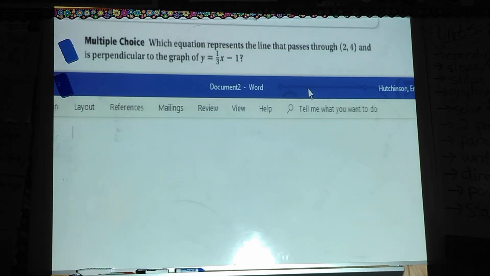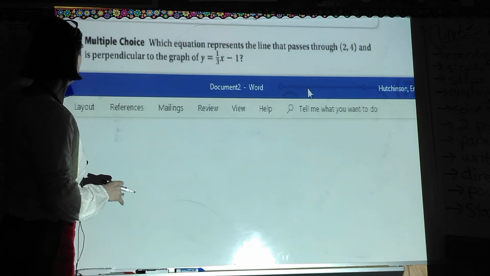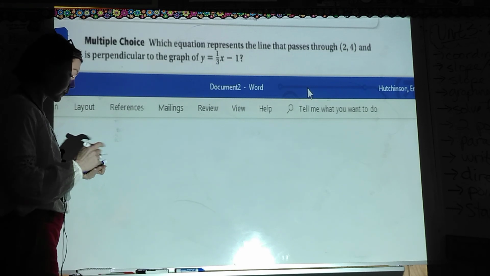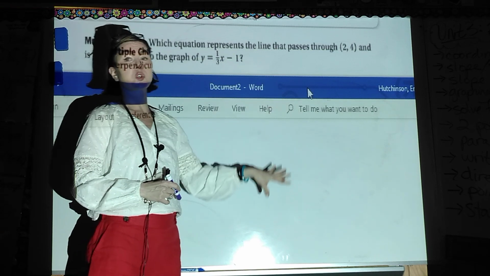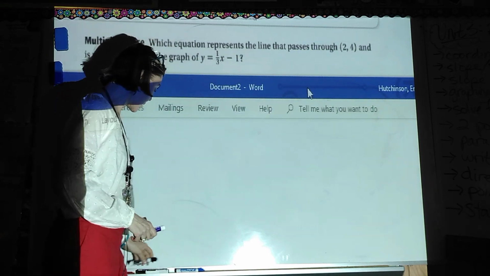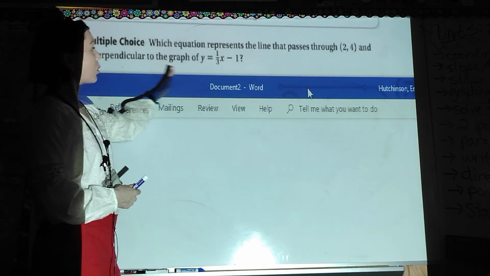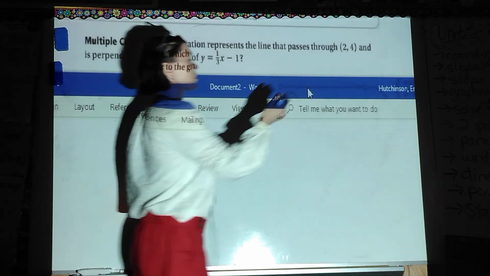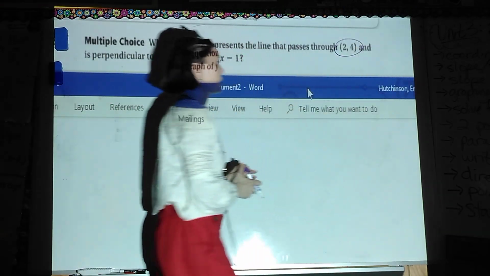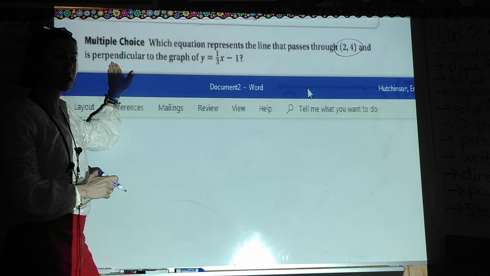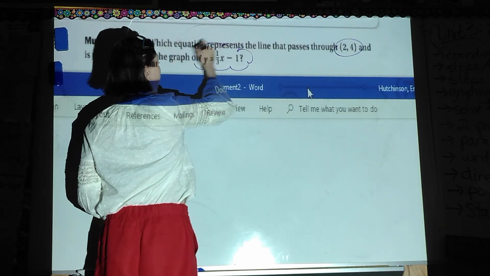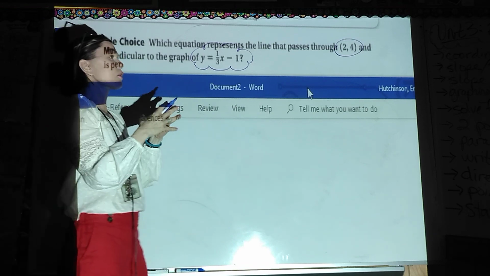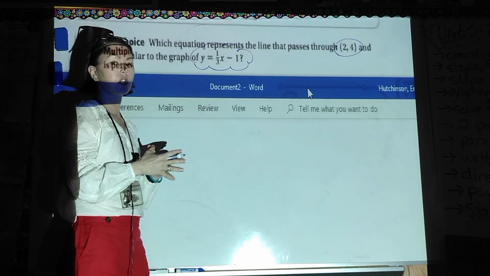Okay, so just like we did for parallel lines, here it is. Which equation, and there was multiple choice, but we're not relying on that. We're going to do it together. Okay, which equation represents the line that passes through the point (2, 4) and is perpendicular to y equals 1/3 x minus 1? Okay, so we have to write the equation of a line that is perpendicular to this.